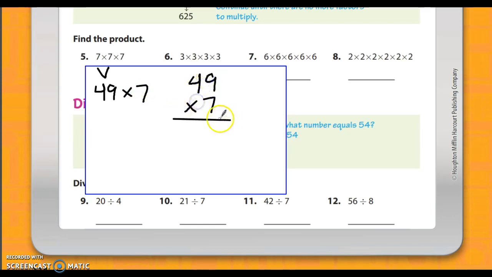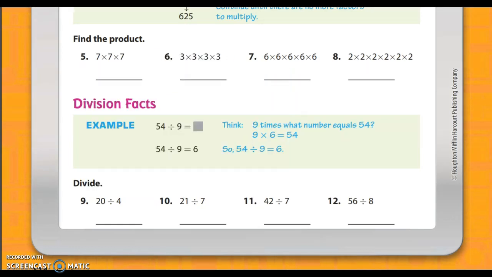49 times 7: 9 times 7 is 63. 7 times 4 is 28, plus 6 is 34. The answer is 343. I'm going to do one more of those with you real quick. In fact, there's other ways to do it too. Check this way out. This way would work really good for this one. This 3 times 3 is 9, and this 3 times 3 is 9, and 9 times 9 is 81. That's another good way to do it.